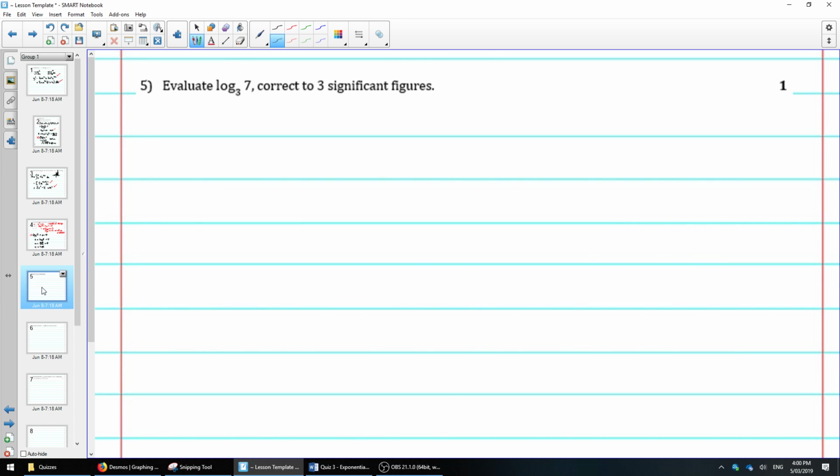Question 5. Basically the same question. How would I do this? Change base again. We have ln 7 over ln 3. Put that in our calculator, and this is 1.77 to 3 sig figs. Very basic.